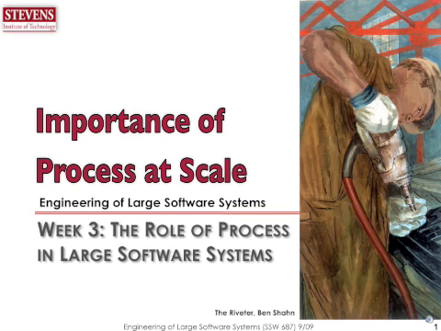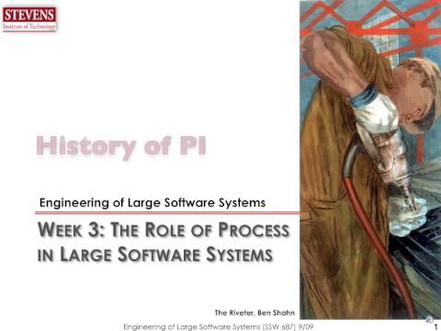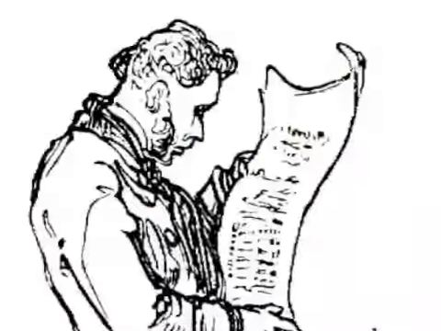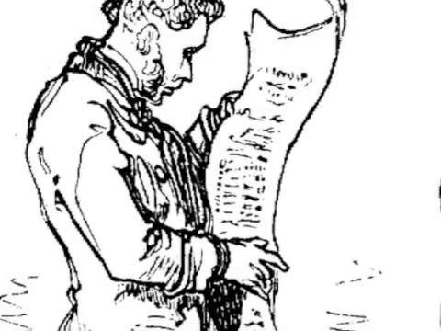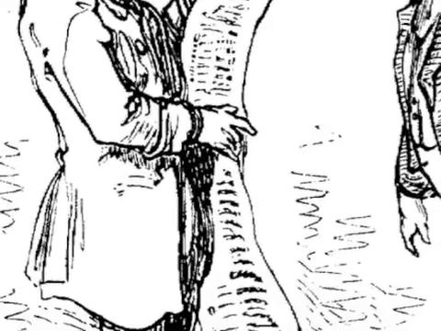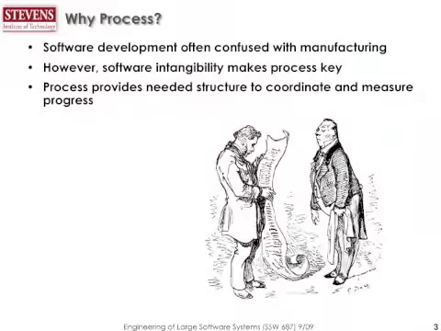This week we look at how process changes as systems get bigger. We review process and process improvement from a historical point of view, and then we'll look at some of the key ideas and approaches. In our discussions of the past weeks, one of the continuing themes has been that software, being invisible, is generally managed through engineering processes.